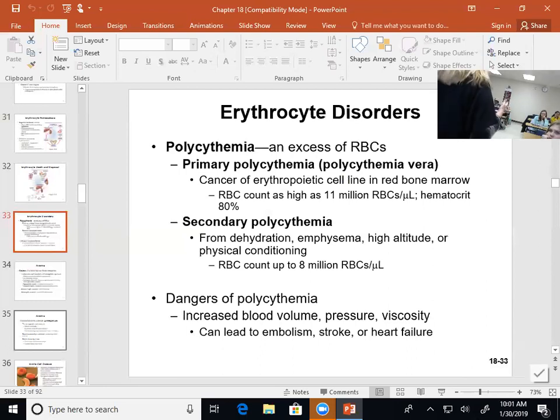None of them are good, are they? Because what's it putting a burden on? The heart. It's putting a burden on the heart. So the dangers, you've got increased blood volume, pressure, viscosity. This can lead to an embolism, stroke, or heart failure. Listen, I want you all to know the difference between thrombosis and an embolism. Write down thrombosis and then write down embolism.